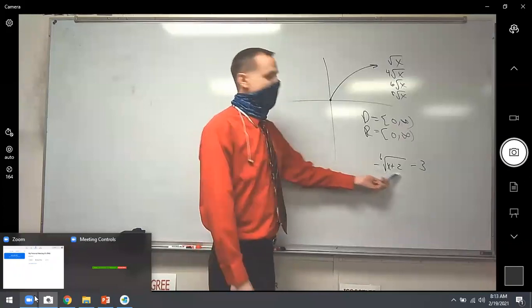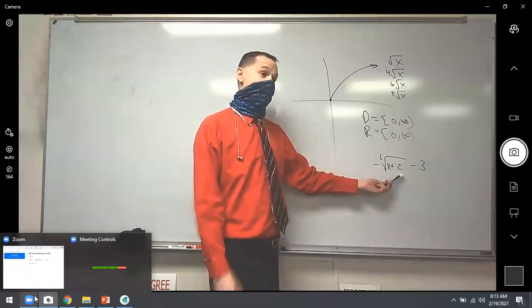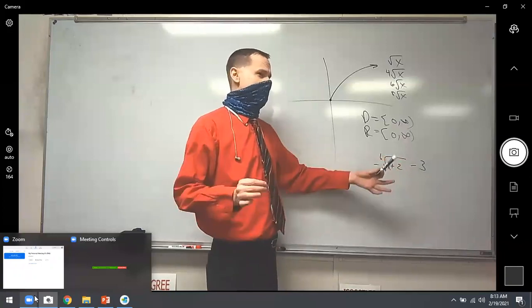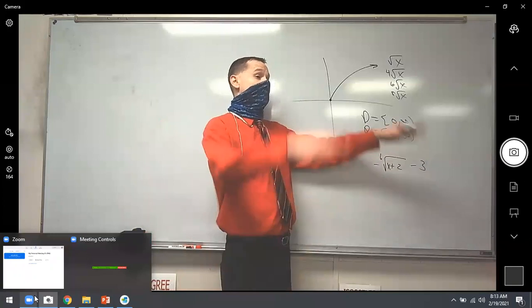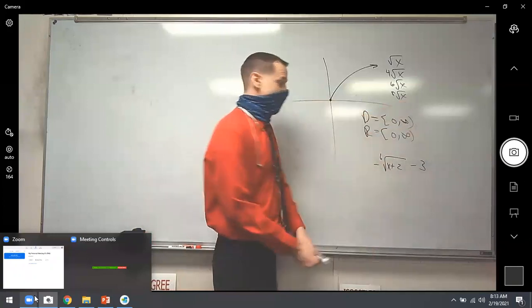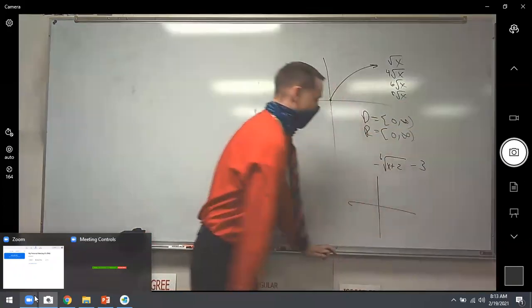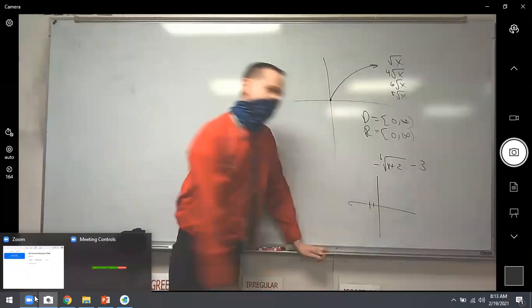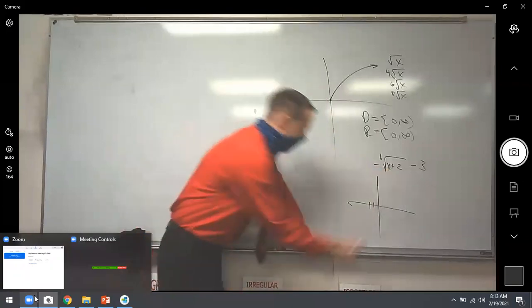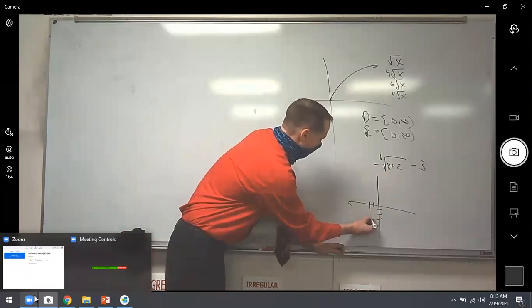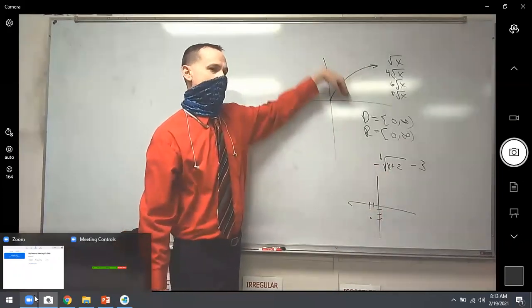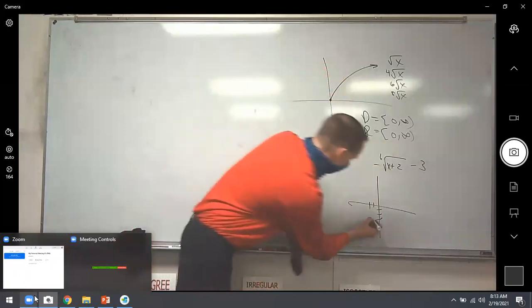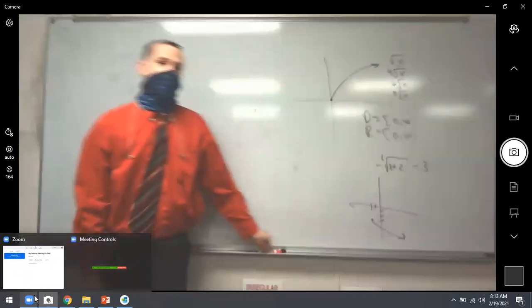Oh, it's not x, it's x plus 2. What happens when you add things to x's? It's a horizontal shift. But which way? Backwards. To the left. And the minus 3 on the end is a vertical shift down, right? So I would think that this particular graph, what do we say? We have 2 to the left, 3 down. That right there is where my vertex would be. And since it's negative, it's not going to open up. It's going to open down. So this particular graph would look something like that right there.